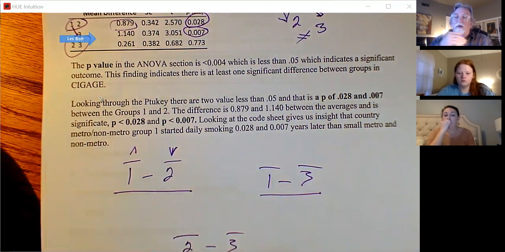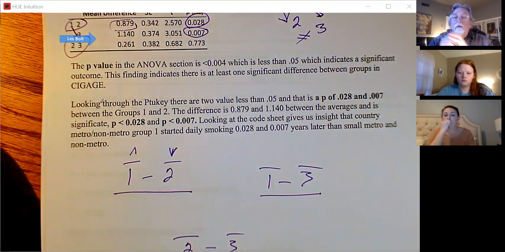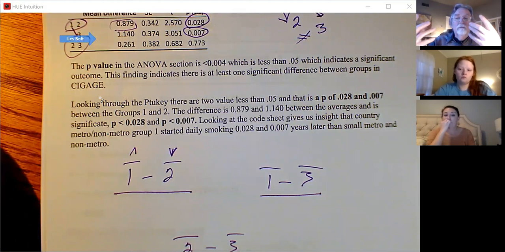Group 1's average has to be greater than group 2's average, which is age. And so group 1 started smoking at an older age than group 2, and at an older age than group 3, and group 2 and 3 started smoking at about the same time. So urban people started smoking later than suburban people, and later than rural people. But suburban and rural people started smoking relatively the same time. Does that make sense? Do you see the logic there?